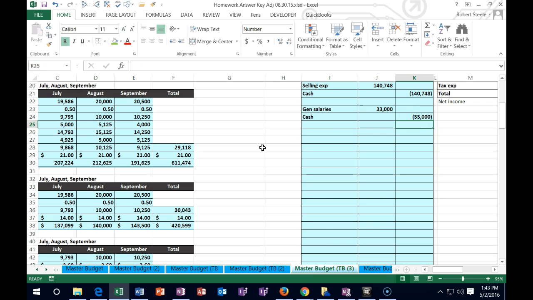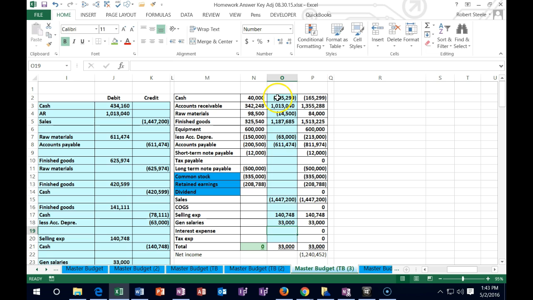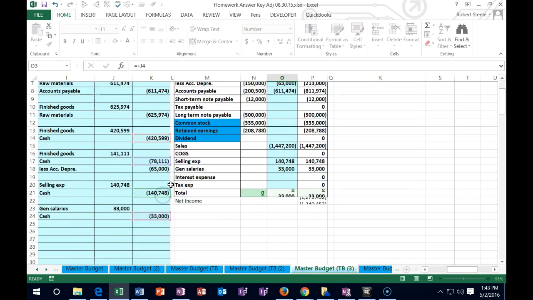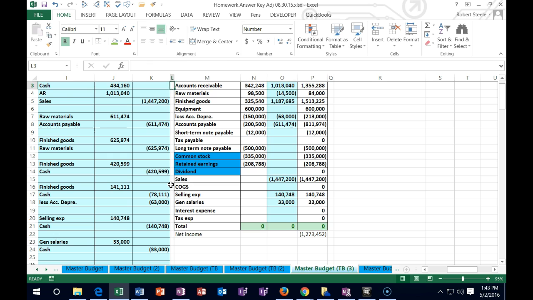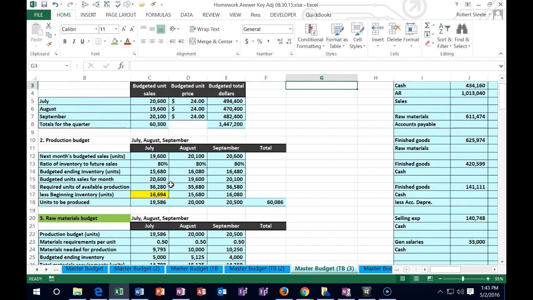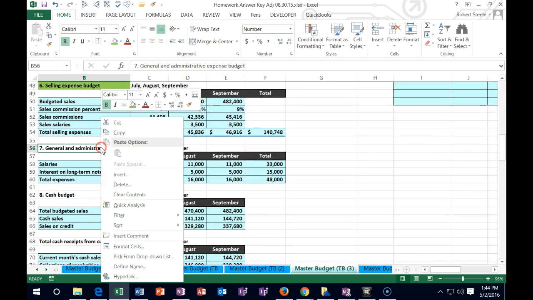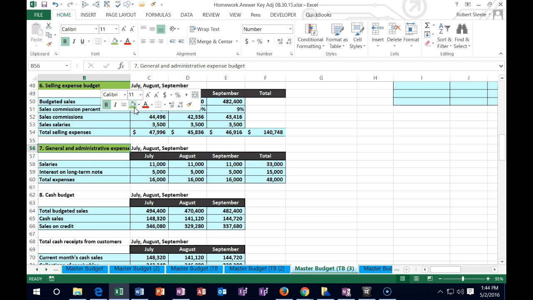So I'm going to credit the 33 to the cash, and so the general salaries is going to equal that 33, and the cash is going to go down. I'm going to double click on cash, go to the end of it, that's the credit, and that puts us back in balance here. Then we'll scroll back down and highlight that. So we've done this one. Actually, there's one more piece to that.